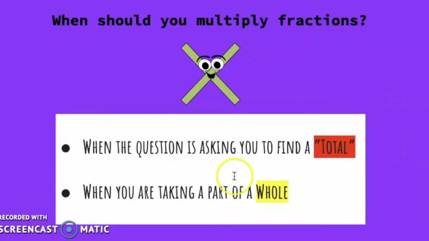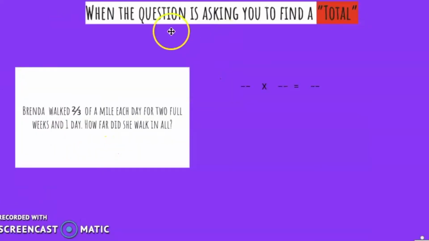Also, when you are taking a part of a whole, and I'm going to show you what this looks like in an example in a little bit. But first, we're going to start with an example of when the question is asking you to find a total. So it's going to be very important for you guys to read the question carefully, okay? So the problem that we have here says Brenda walked 2/3 of a mile each day for 2 full weeks and a day. Okay, how far did she walk in all?